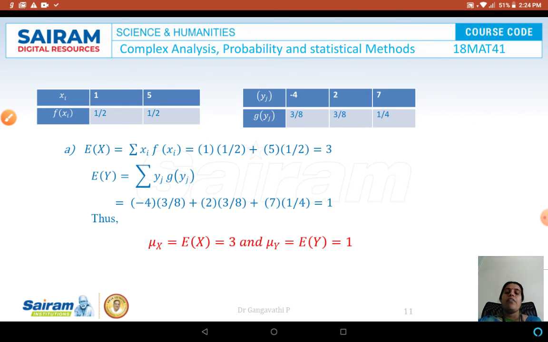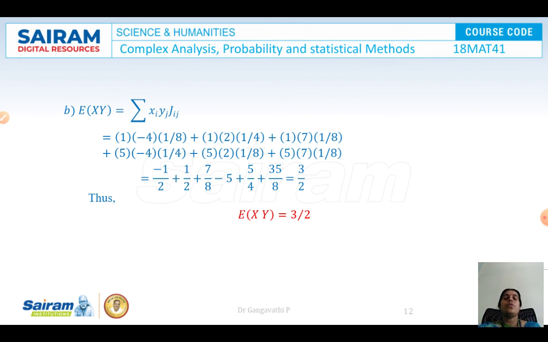So now we were asked to find the expectation of x, which is 3. It is also represented as mu x, and E of y, which is 1, is also represented as mu y. So the expectation of y is 1. So the first sub-question has been solved. Now we have to do the second one, which is the expectation of xy.